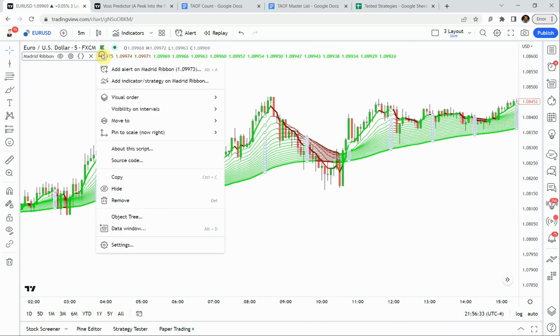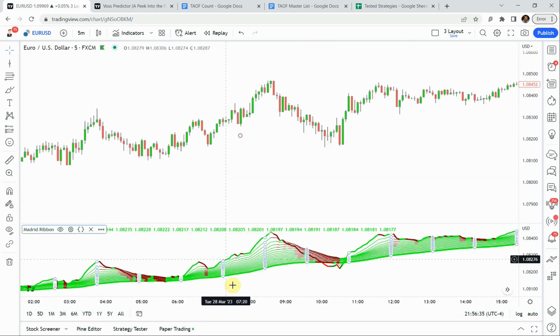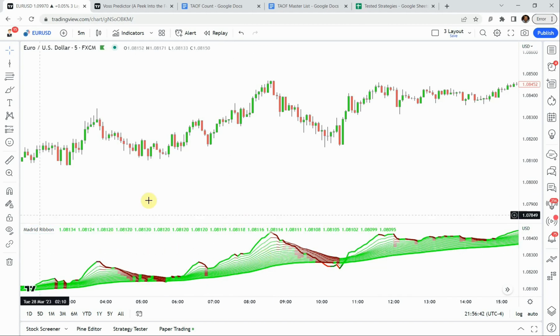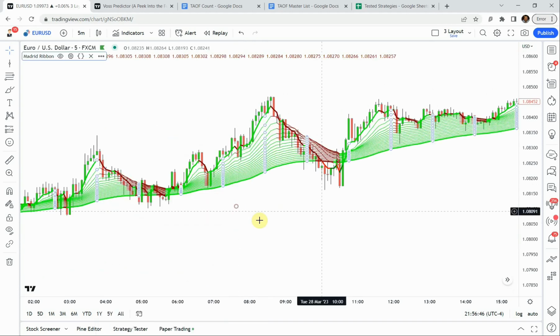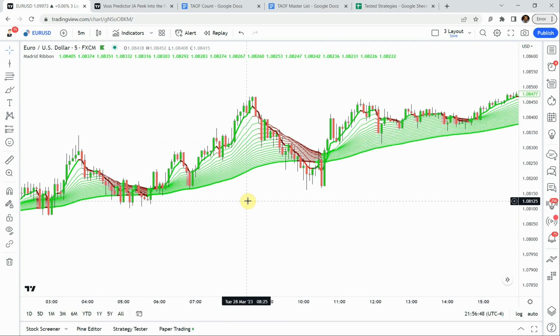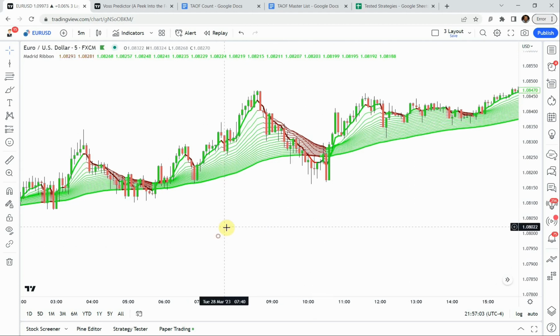I moved it down below price action just so that it's not quite so intertangled in the price action. A little bit easier to see, but we can move it back up into the price action. So as per the source video, they said when all the moving averages are green, that's going to be a signal to go long. When all the moving averages are red, that's going to be a signal to go short.